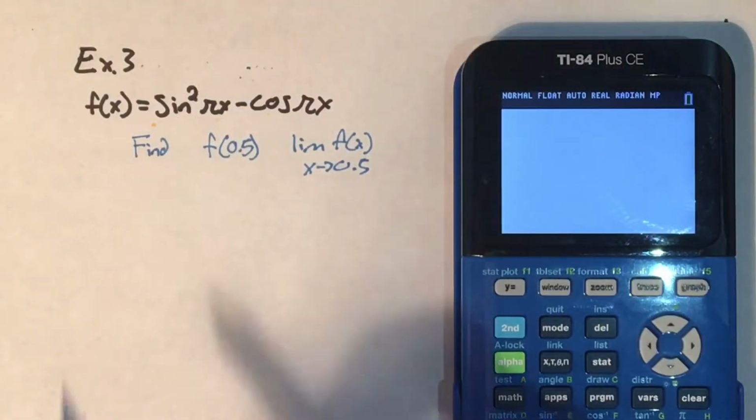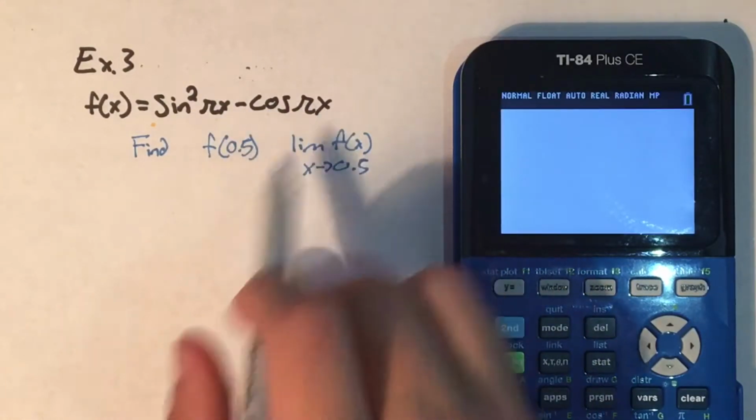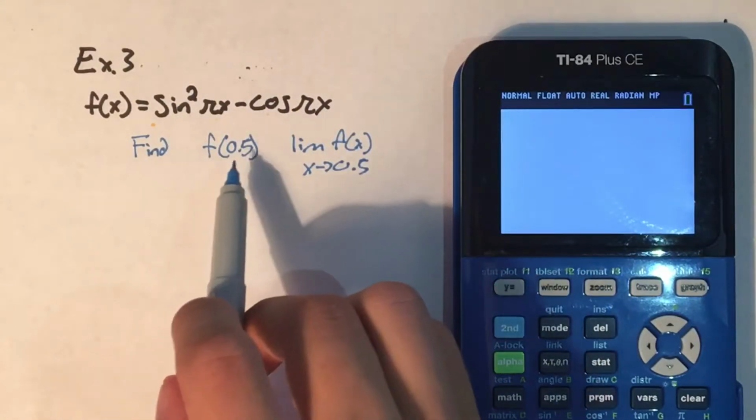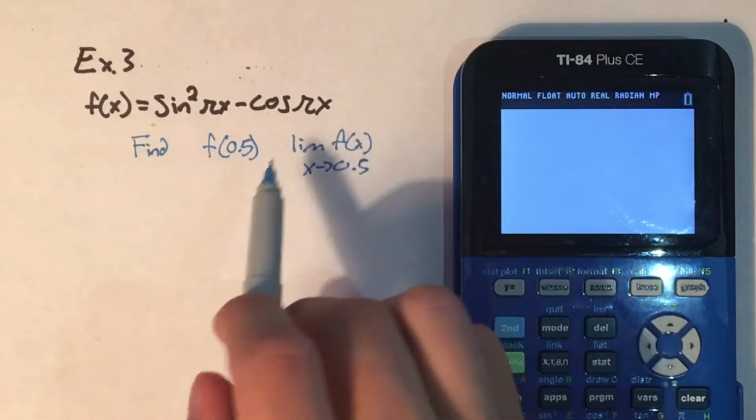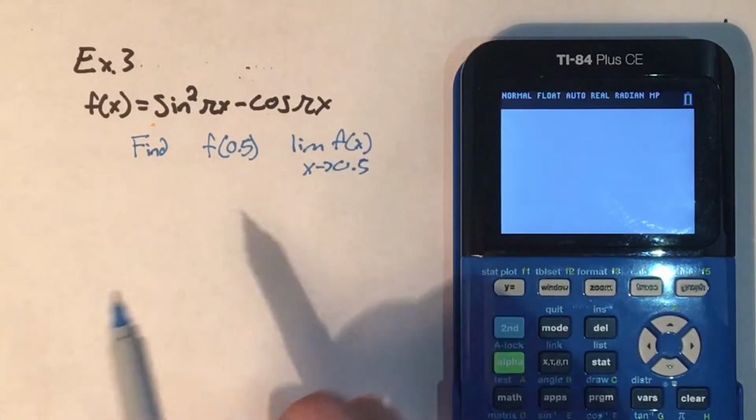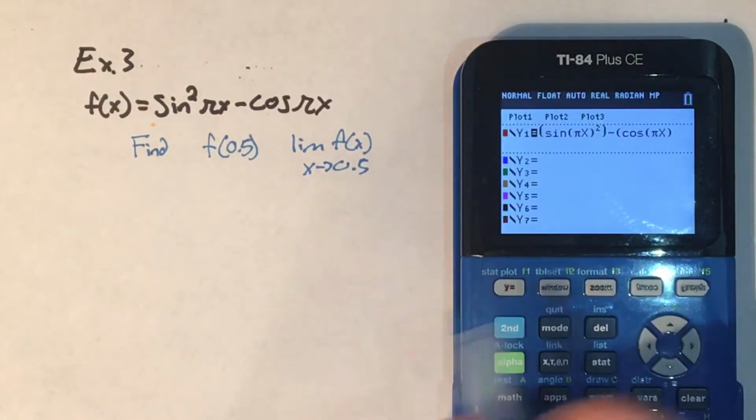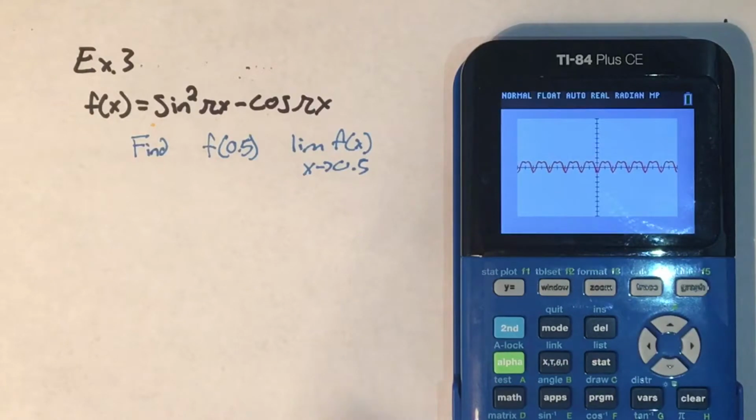Example 3. f of x equals sine squared pi x minus cosine pi x. Find f of 0.5, or 1/2, and the limit as x approaches 1/2 of f of x. The first thing you should do, plug this in your calculator. I already have this entered in, and then click graph. Your equation should look something like this.